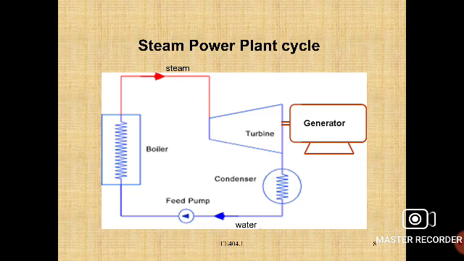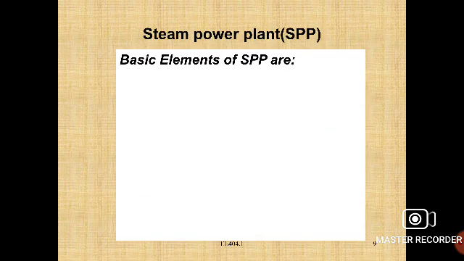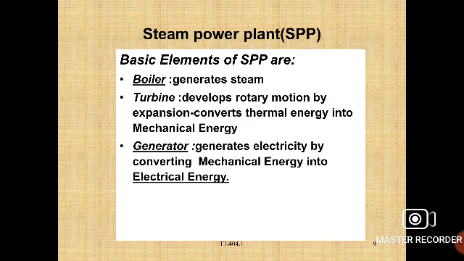First of all, there is the boiler. The generator and turbine are connected, the condenser is connected to the feed pump, and the water is continuously supplied to the boiler, which generates steam. The steam is again transferred to the turbine, which rotates. The turbine is connected to the generator, which is rotated, and finally electricity is developed. In a steam power plant, first of all there is the boiler, which generates steam, as we already discussed.